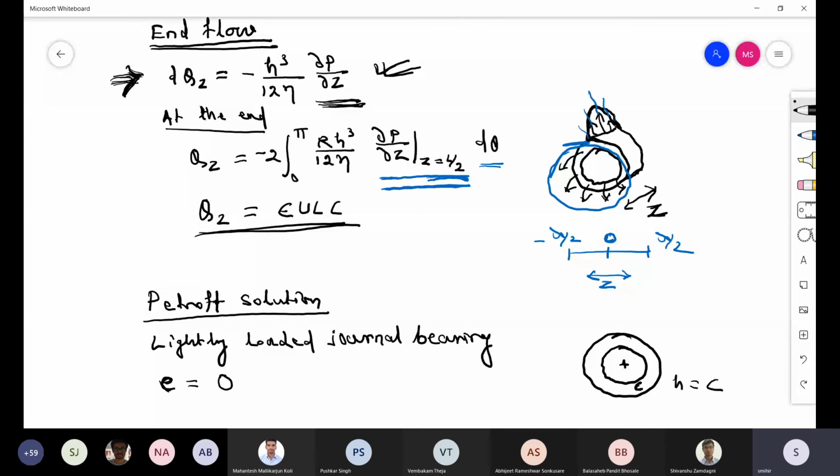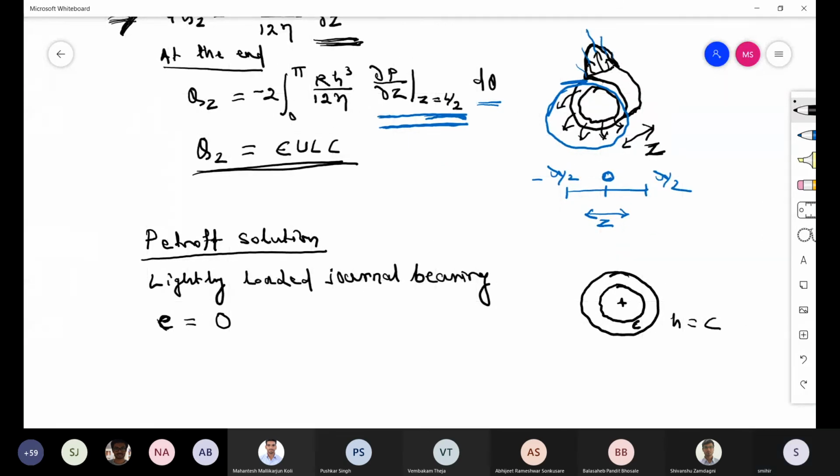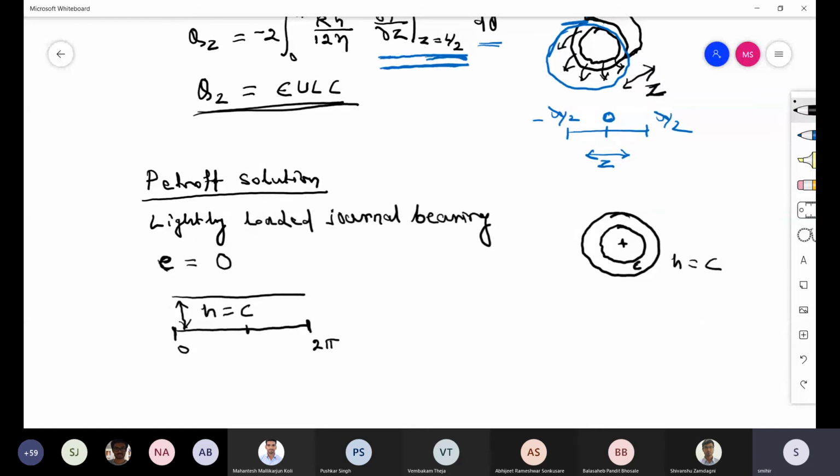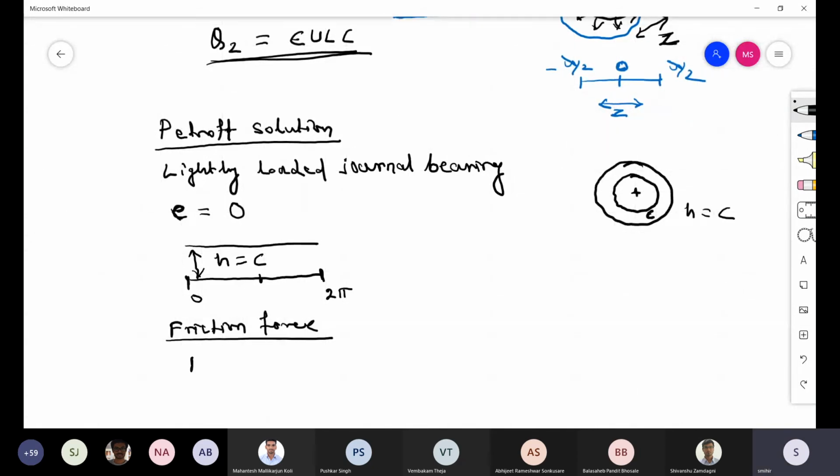So if you open up this bearing, let's say, this is 0 to pi in the theta direction. Everywhere the film thickness is H equal to C. Okay. Now if you calculate the friction force for this bearing, F equals tau into A.